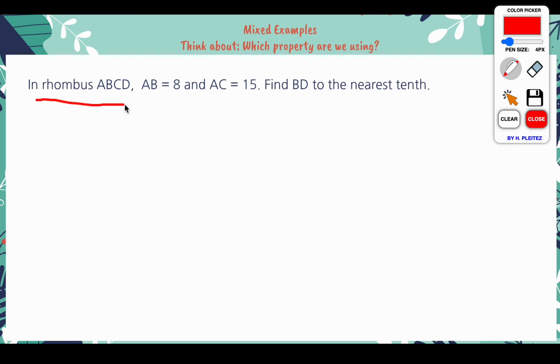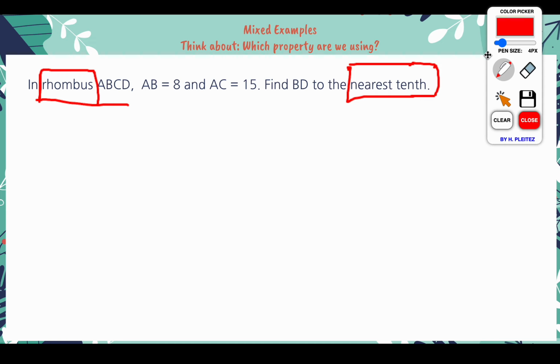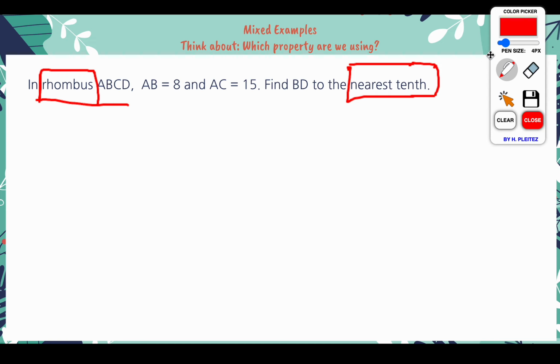So it says in rhombus ABCD, AB is 8 and AC is 15, and it wants BD to the nearest tenth. So I am circling rhombus, and I'm also going to circle or box nearest tenth, because sometimes we rush so much that we don't pay attention to what the question wants us to round to, which could be very, very bad for us. We can lose a point just for that.